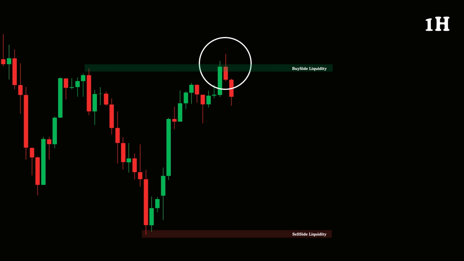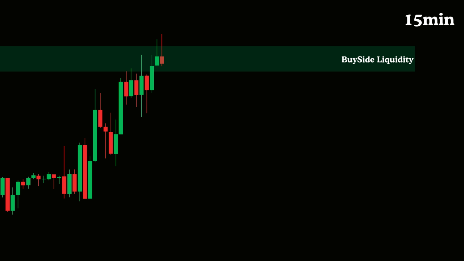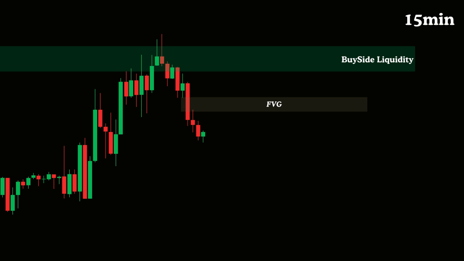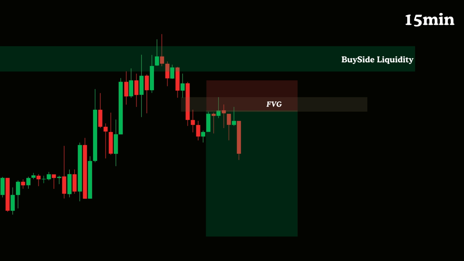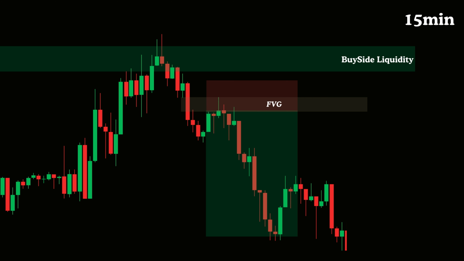opposite direction. Then, zoom into the lower time frame and look for fair value gaps that appear right after the sweep. These gaps reveal imbalance and serve as potential entry zones. In a bearish scenario, for instance, after a sweep above a buy-side liquidity level, watch for a gap along with signs of reversal. Once confirmed, you can enter a short trade. Place your stop loss just above the sweep high and aim for the next key level or the sell-side liquidity zone below. The same principle applies to the bullish scenario.